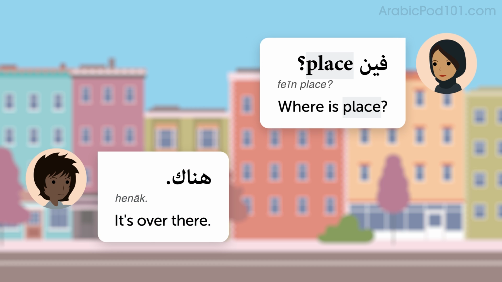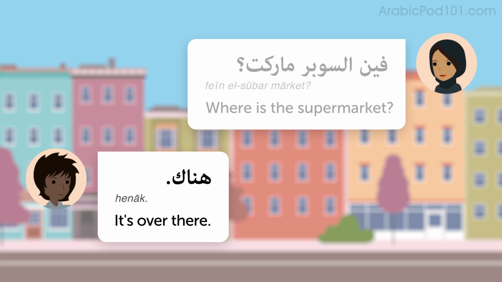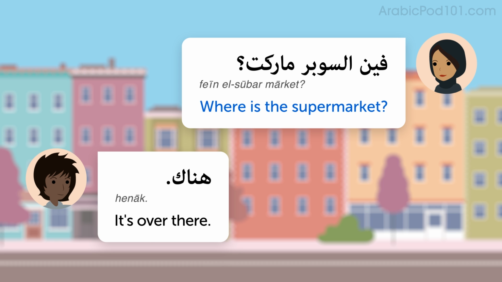First of all, you'll need to learn how to say, where is place? The pattern is فين؟ place. This Arabic sentence literally translates as where place, but it means where is place. For example, where is the supermarket? فين السوبر ماركت؟ Now, how do you answer this question? هناك. This Arabic sentence literally translates as there, but it means it's over there.